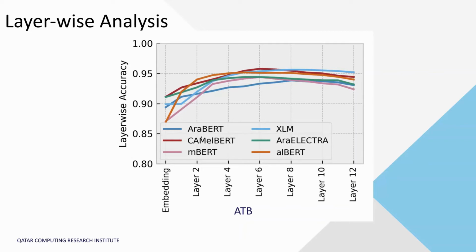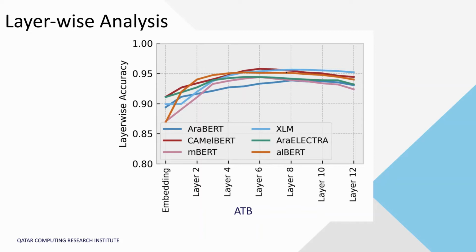As we can see here, this is basically the performance of every layer, starting with the first layer, which is the embedding layer 0. Most of them perform less there, but the deeper we go inside, the better the performance gets. Between layer 5 or 6 and layer 8, there is kind of a top, where we achieve the best performance. So this is for ATB.